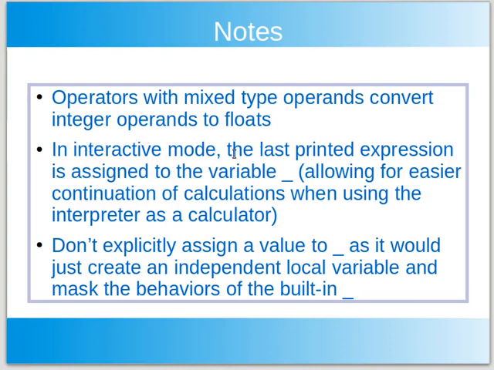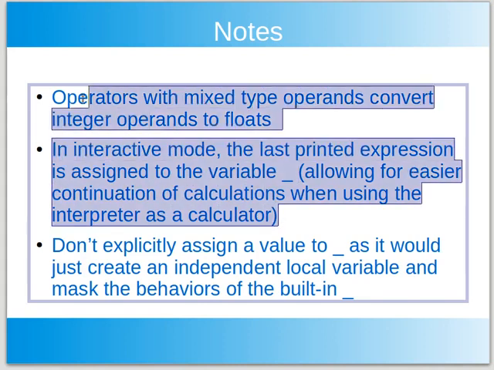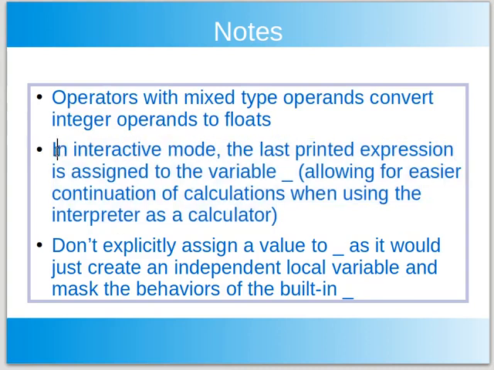In interactive mode with the IDLE interpreter, the last printed expression is assigned to the variable underscore, allowing for easier continuation of calculations when using the interpreter as a calculator. So this doesn't quite fit in with this lesson, but for some reason I added it earlier in the notes. So it's just a good little tidbit to know, just in case you haven't. Don't explicitly assign a value to underscore, as it would just create an independent local variable and mask the behavior of the built-in underscore.